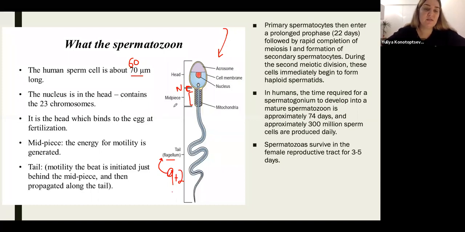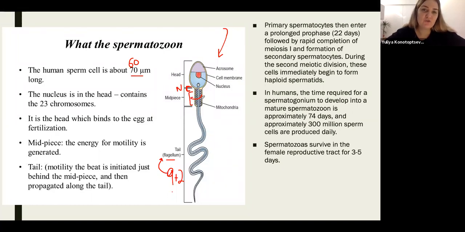The middle piece is very interesting in spermatozoa because it contains a bunch of mitochondria. As a result, you can think of the middle piece of spermatozoa as the little tiny engine. Okay, this is the engine of spermatozoa. It keeps on producing ATP, and this ATP is being used by the flagellum so it can move. So your spermatozoa can actually kind of go places, right?